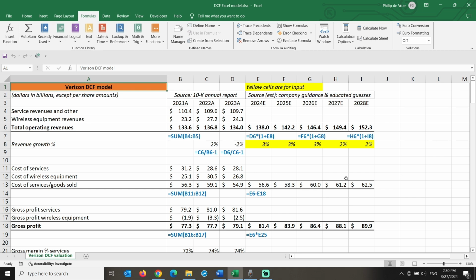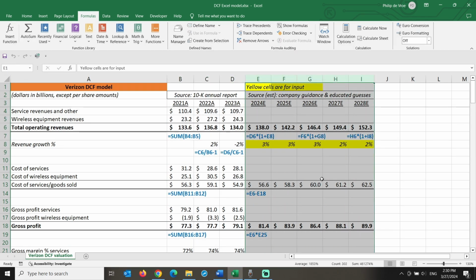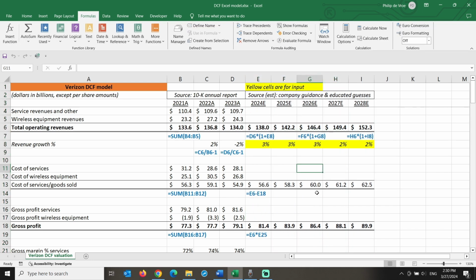A quick overview of the structure of the DCF model. Line item descriptions in column A, 3 years of historical actuals in B, C and D, and then 5 years of estimates. My discounted cash flow model works from left to right. Oldest year on the left, and if you go to the right, you go forward in time.